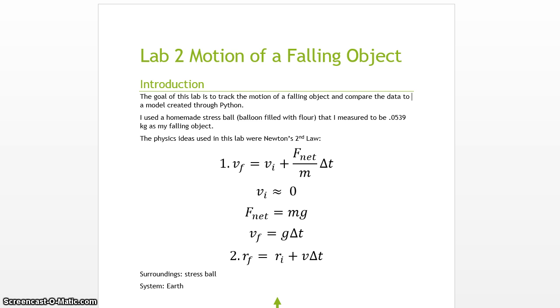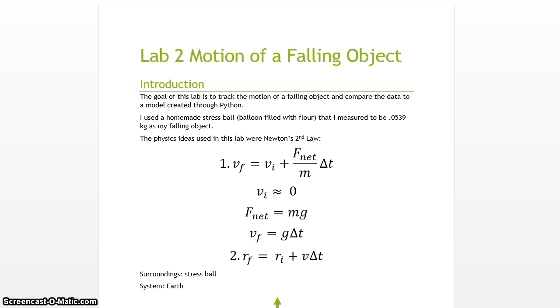The physics ideas used in this lab were Newton's second law, which is Vf equals Vi plus F net over m times delta t. And because I'm dropping the ball, the initial velocity is approximately 0. F net equals mg, and so Vf equals g times delta t, roughly. And the equation to measure the position of the graph is Rf equals Ri plus V delta t.